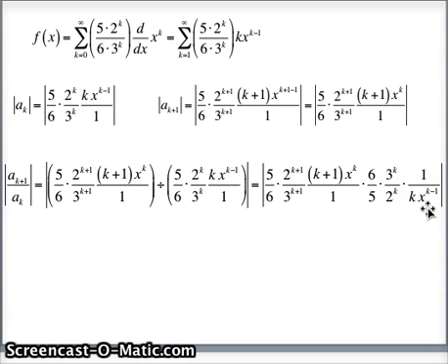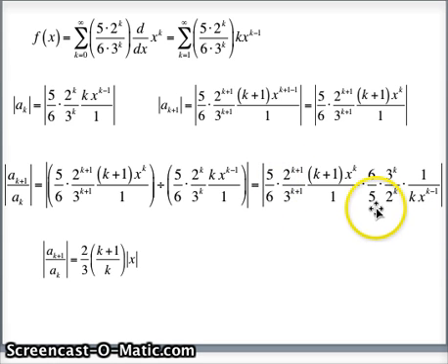So there's one more x upstairs. So what does that give us? The 5's cancel, the 6 cancels. 2 to the k plus 1 over 2 to the k is 2. 3 to the k over 3 to the k plus 1 is 3. K plus 1 over k is here. X to the k over x to the k minus 1 is just x. Of course, it's absolute value, so we write that as absolute value of x.